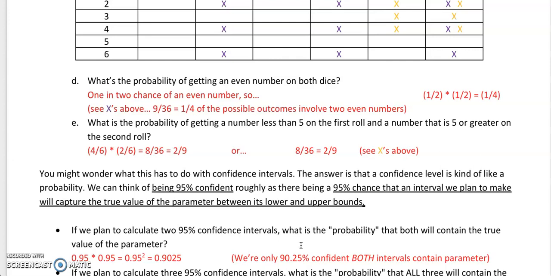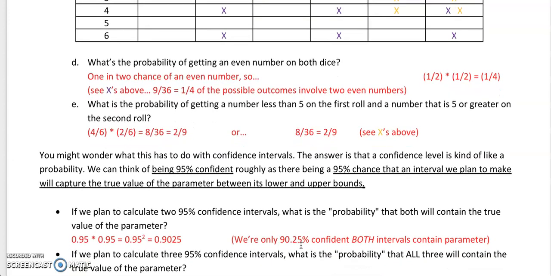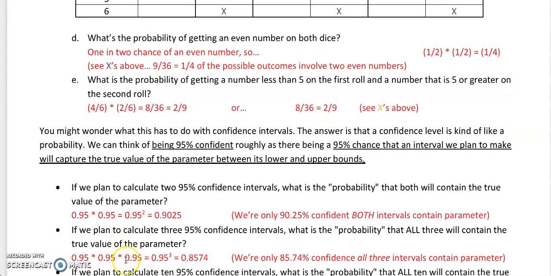And what's going to happen if I add more intervals to this idea? Let's say I calculate 3 95% confidence intervals. Well, I'll do what I did here. I'll do 0.95 times 0.95, and then I'll multiply by another 0.95, and so I'll get 0.95 to the third power. And in this case, I'm actually only about 85 or 86% confident that all three of my intervals contain whatever parameter it is that I'm trying to find. So this is a troubling trend. As I add more and more confidence intervals, my overall confidence that all of these are correct is going down.